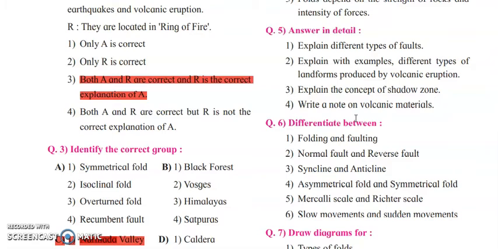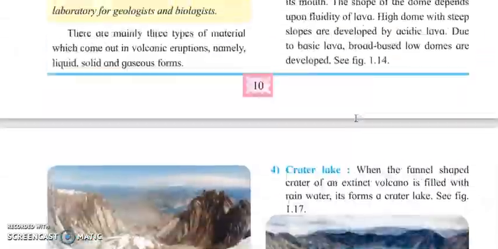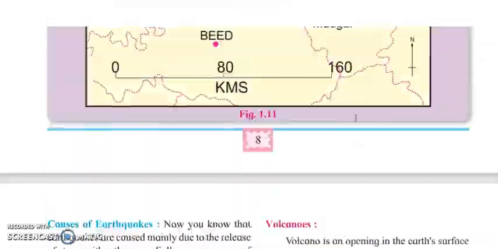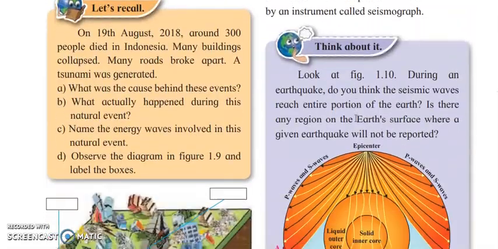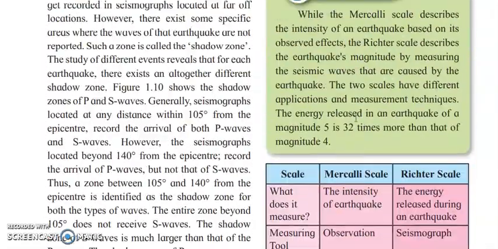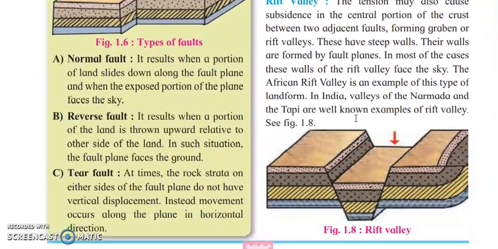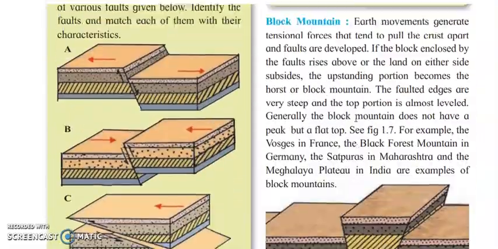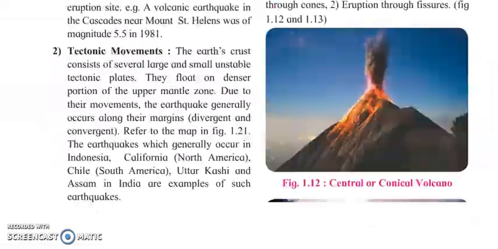Next is answer in detail. Now explain the different types of faults. We all know that there are total 4 types of faults. Okay, so all those 4 types of faults are already given in the book. You just have to explain them according to the description, and also you can draw the diagram based on it. Okay. So here these are the 4 types of fault, that is normal fault, reverse fault, tear fault and thrust fault. Okay, so this is about the fault part.